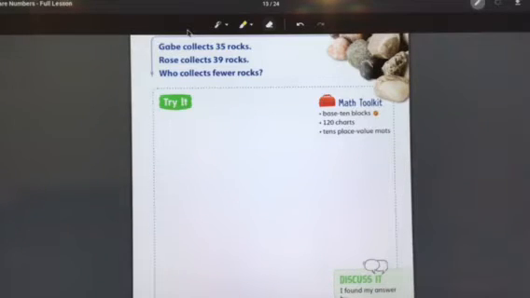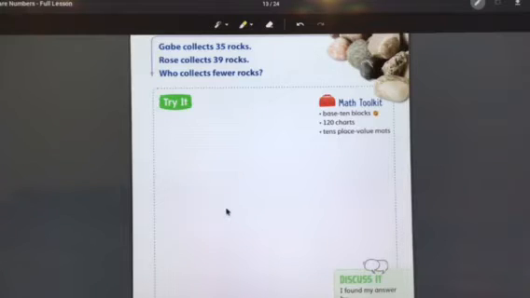Gabe collects 35 rocks. Rose collects 39 rocks. Who collects fewer rocks? When I read it a second time, be thinking about how you're going to organize your information down here. Gabe collects 35 rocks. Rose collects 39 rocks. Who collects fewer rocks? Now remember, the clue word there is fewer.